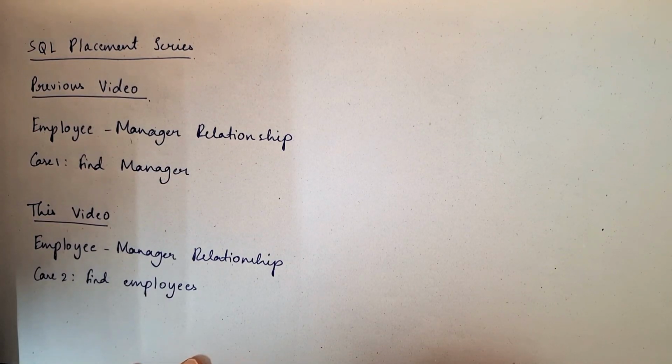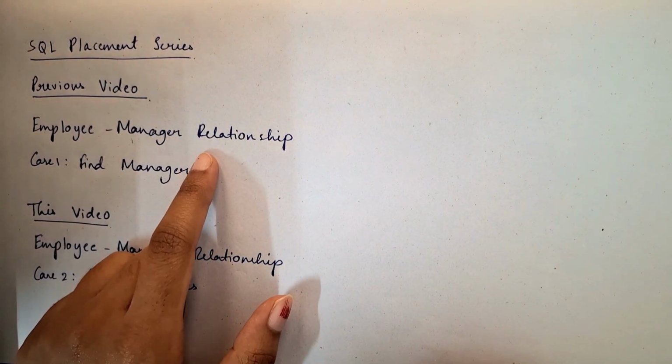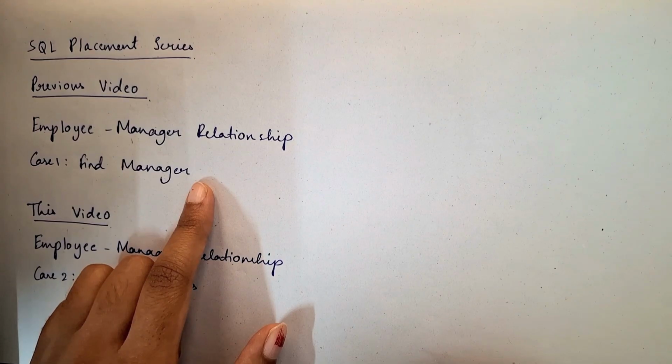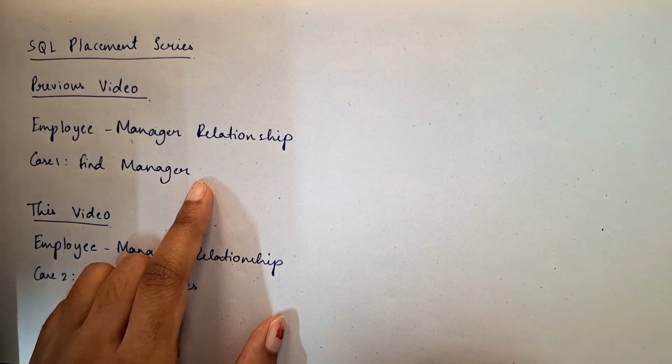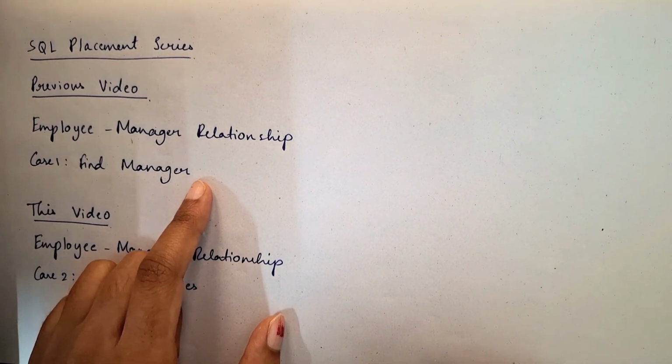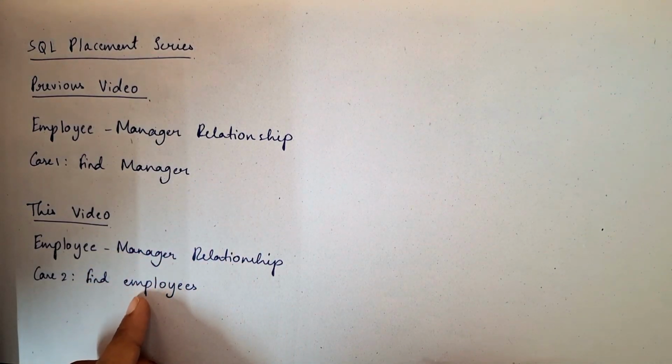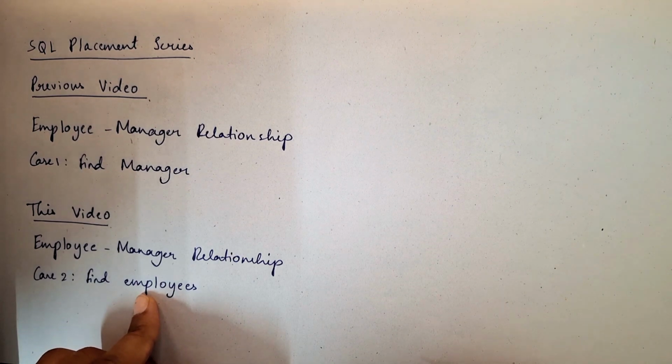In the previous video, we learned about employee-manager relationship and how to find the manager using this EMP table. We clearly understood how the MGR column is linked to employee number column and how that helps us to identify the manager. Now in this video, we are going to focus on case 2, that is finding employees, which means we will learn how to find the employees who are reporting to a particular manager.